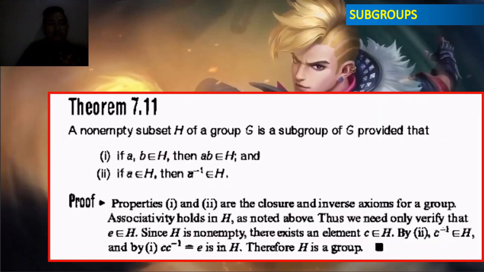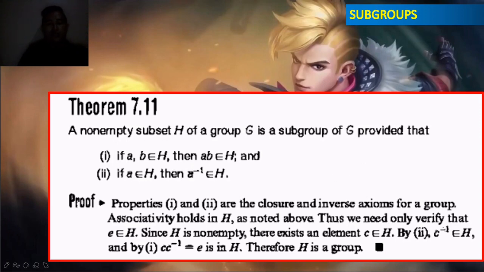Now, okay. So, diri class, naa tay duha ka property para mahimo kang subgroup. Kanina na ito i-check. So, this is closure or inverse na lang. A non-empty subset H of a group G is a subgroup of G provided that, okay, this one is for the closure property: if A and B are elements of H, then AB is an element of H. And if A is in H, then A inverse is an element of H.